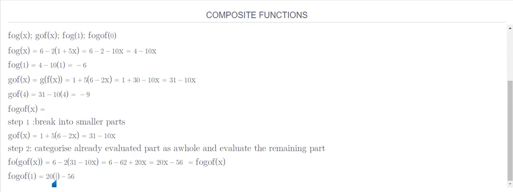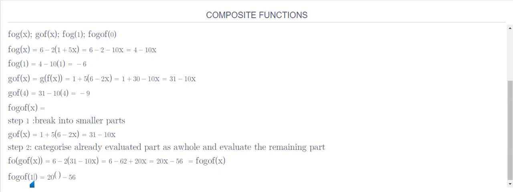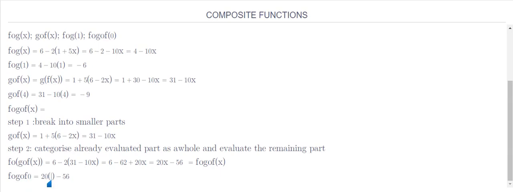Ensure you use bracket. No, it was 0 actually, I'm sorry. I think it was 0. Yeah, if I check here, it is supposed to be 0. So now rather than putting x there, I'm going to be putting my 0. Then that is going to affect my answer, and my answer is going to be negative 56, because 20 times 0 is 0, then minus 56 gives you negative 56. That's how you solve any composite function.